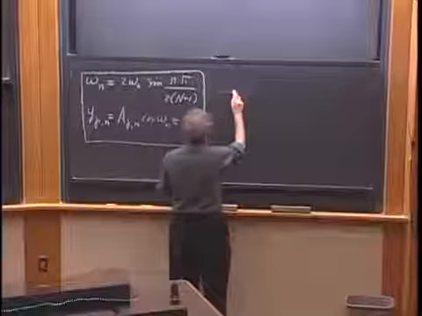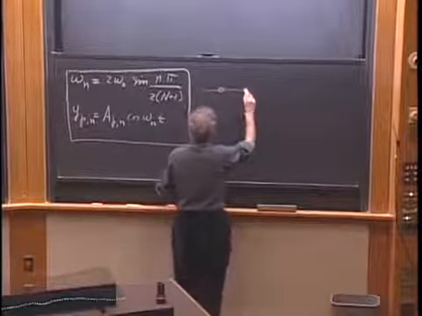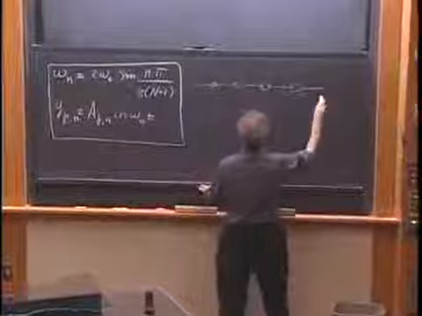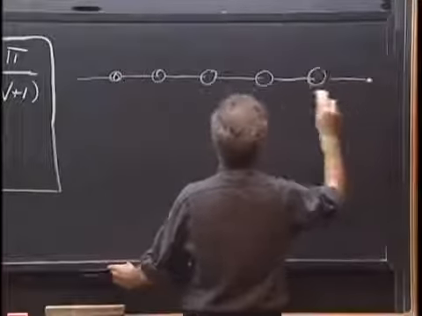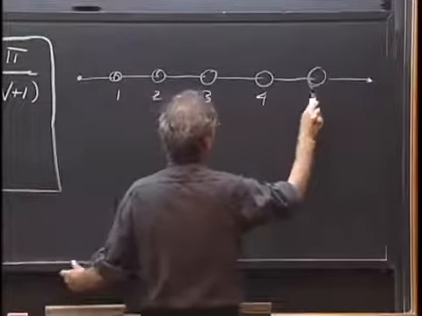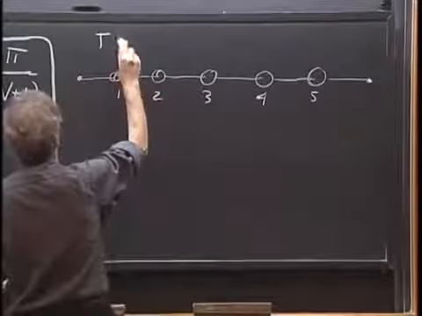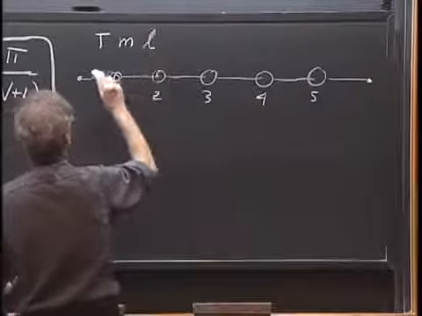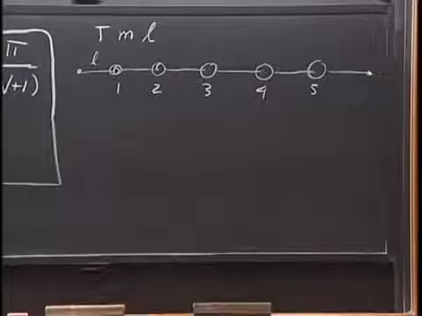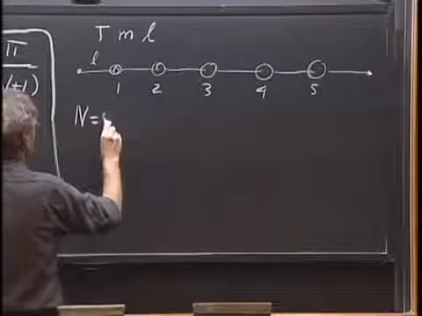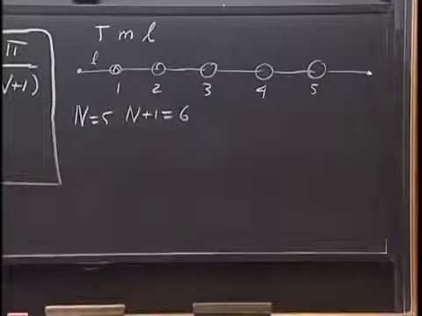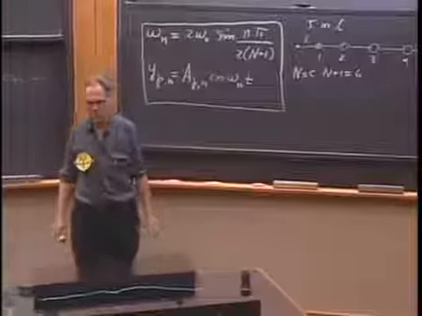I'm going to have 5 beads on a string. 1, 2, 3, 4, 5. Fixed here, 1, 2, 3, 4, 5. The tension is T, the mass of each one is m, and the separation between them is L. And so n is 5. So keep in mind that n plus 1 is 6. The reason why I write that down is because you're going to need the n plus 1.